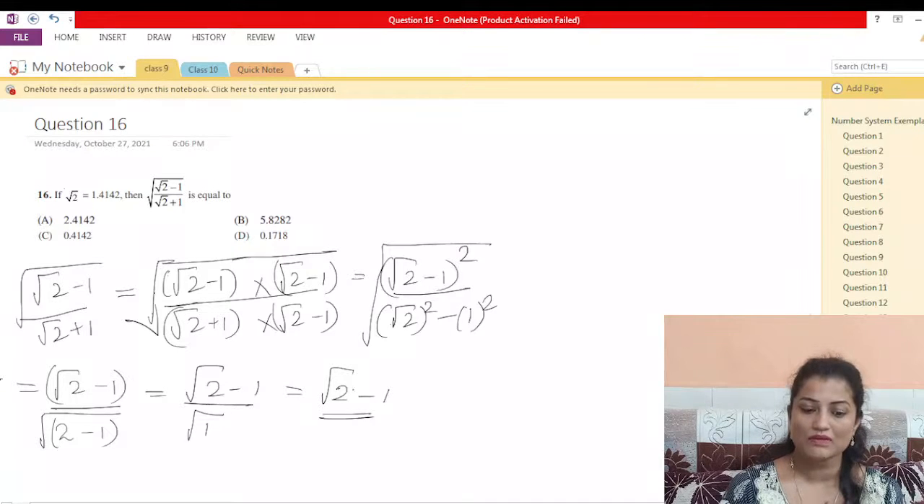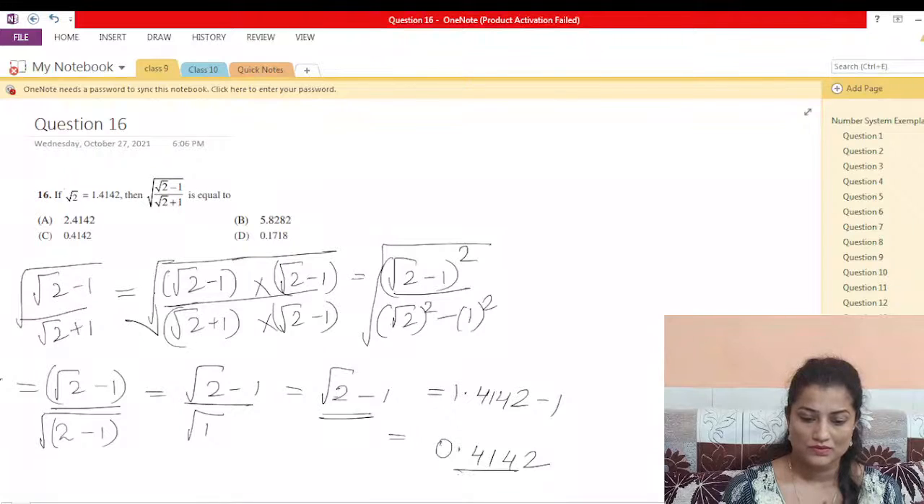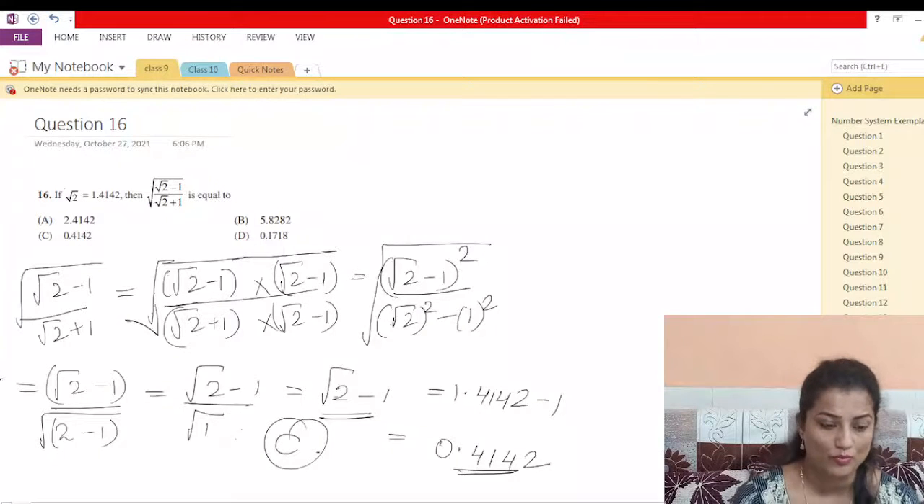Now you can put the value of root 2, which is given as 1.4142, minus 1. So that will be 0.4142. So the correct option is C, right? The correct option here is C, 0.4142.